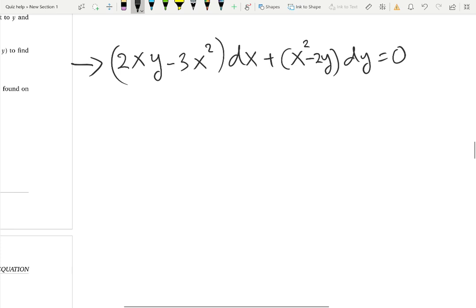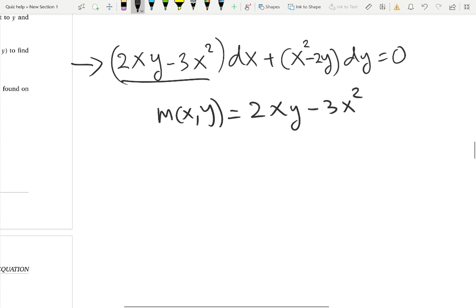To do that, you have to identify what M and N are. So what is M here in this differential equation? M is what is in front of dx, which is 2xy minus 3x squared. So that's M. Now what is N? N is what is in front of dy, which is x squared minus 2y.